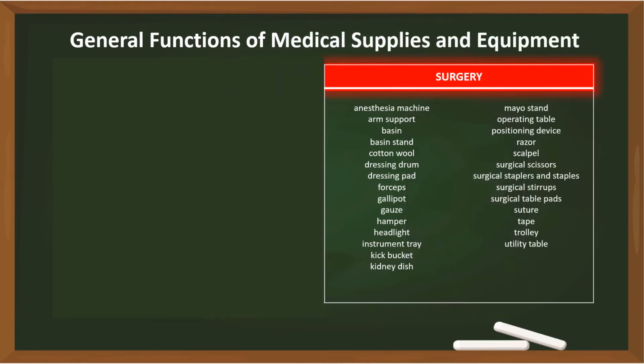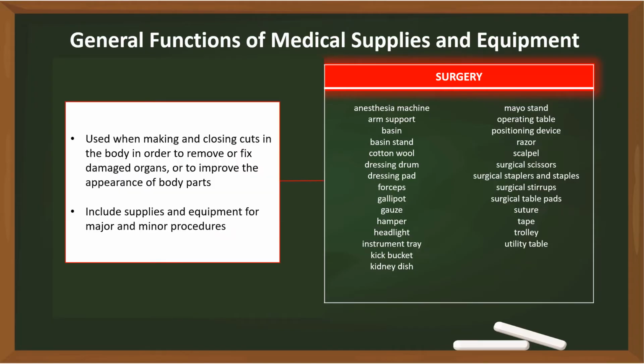It's time to discuss surgery supplies and equipment. They're used when making and closing cuts in the body, in order to remove or fix damaged organs, or to improve the appearance of body parts. Here are several items used for major and minor surgical procedures.